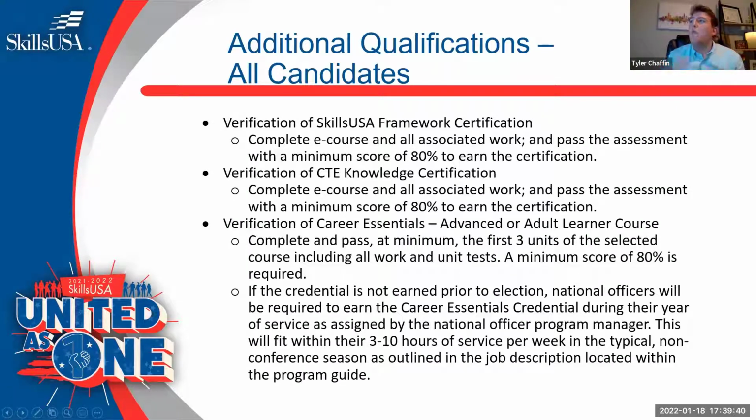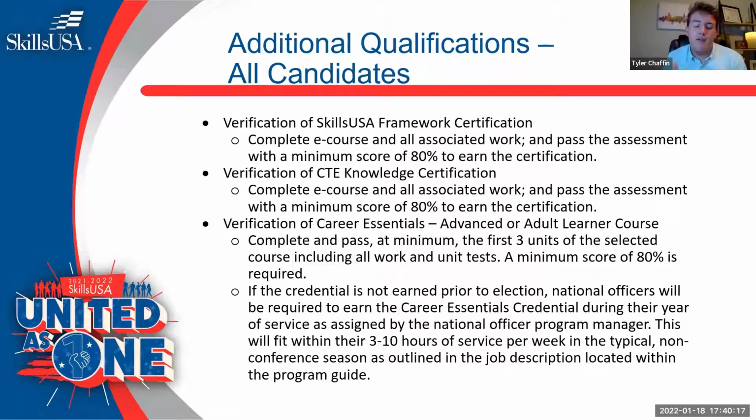One note that I want to just roll through that's super important in the qualifications that needs to be completed before applying for national office is that you have to earn and verify that you've earned the SkillsUSA Framework certification and the SkillsUSA CTE Knowledge Certification. Both of those include completing our e-course and all the associated work with it, passing the end of course assessment with an 80% in order to earn the certification. And each of those are about 60 to 90 minutes long.